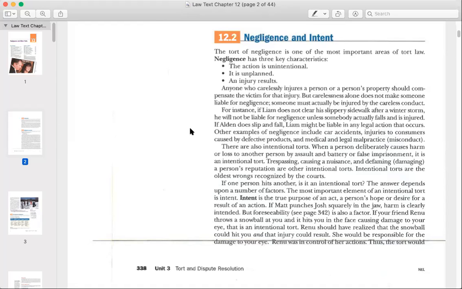The tort of negligence is one of the most important areas of tort law. Negligence has three characteristics, which we've already discussed. The action is unintentional, it's unplanned, and an injury results. Anyone who carelessly injures a person or a person's property should compensate the victim for that injury. But carelessness alone does not make someone liable, meaning legally responsible, for negligence. Someone must actually be injured by the careless conduct. For example, if Liam does not clear his slippery sidewalk after a winter storm, he will not be liable for negligence unless somebody actually falls and is injured. If Alden does slip and fall, Liam might be liable in any legal action that occurs.